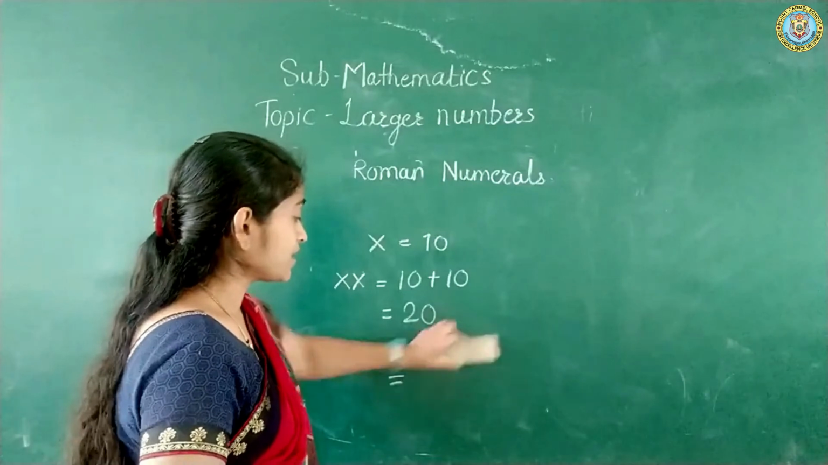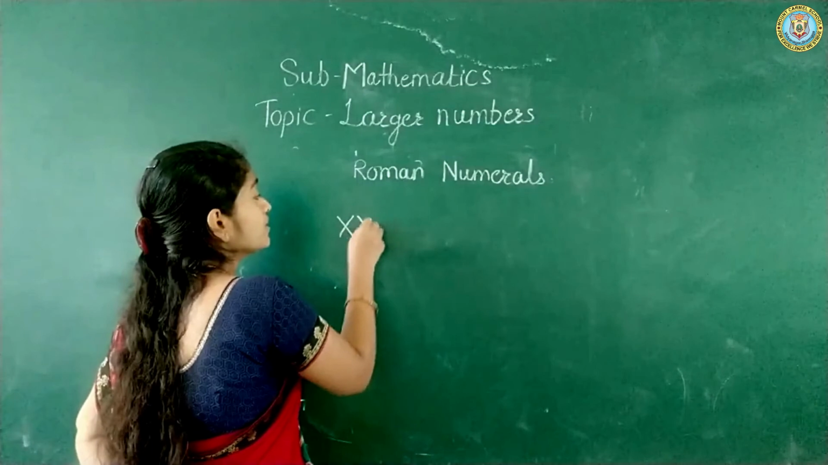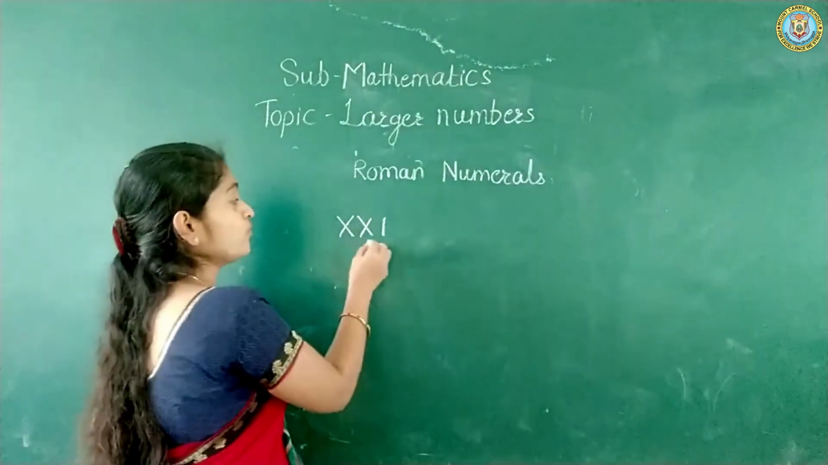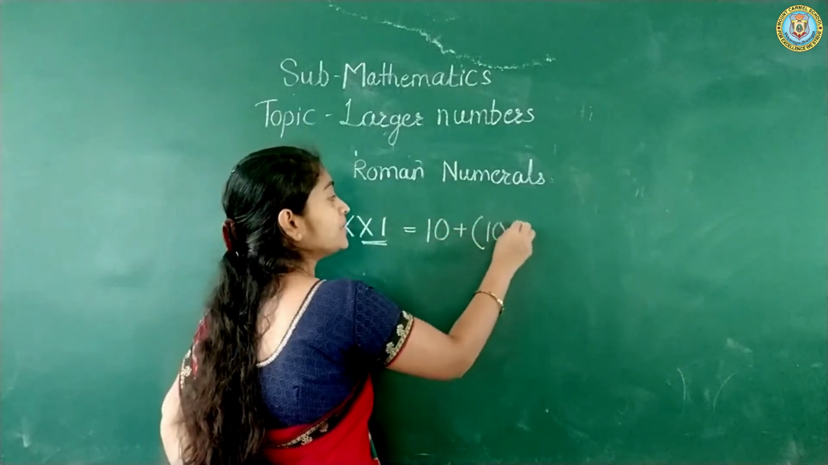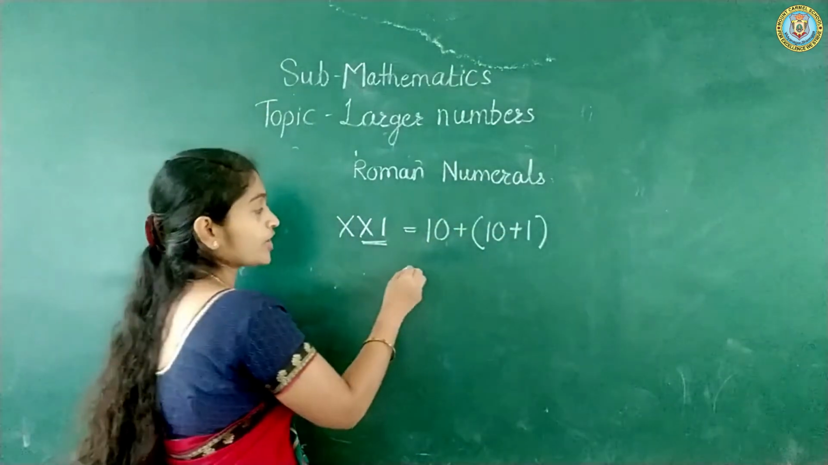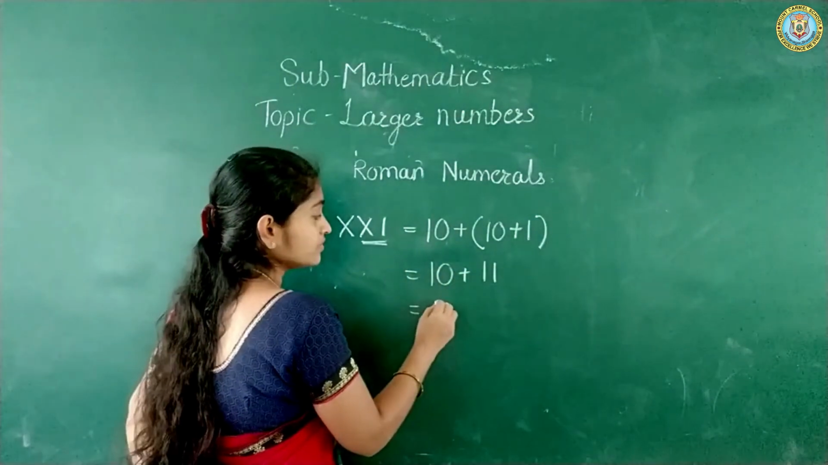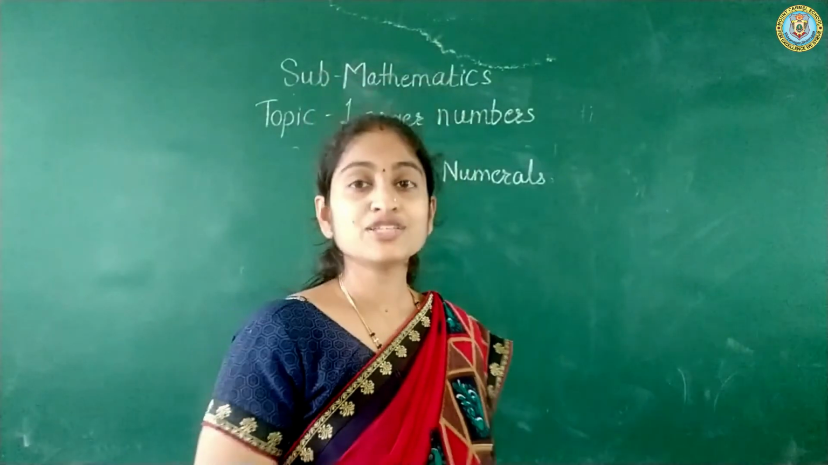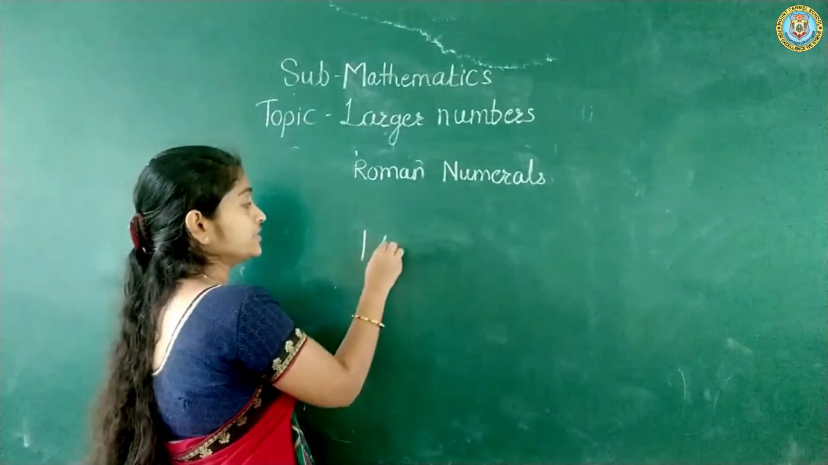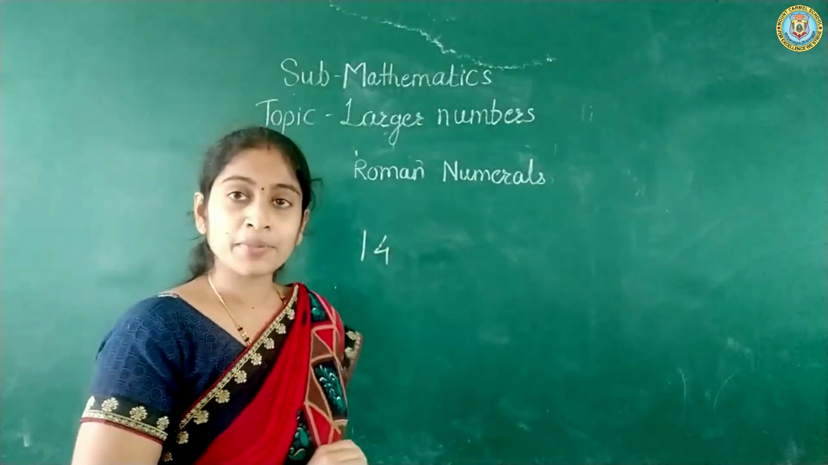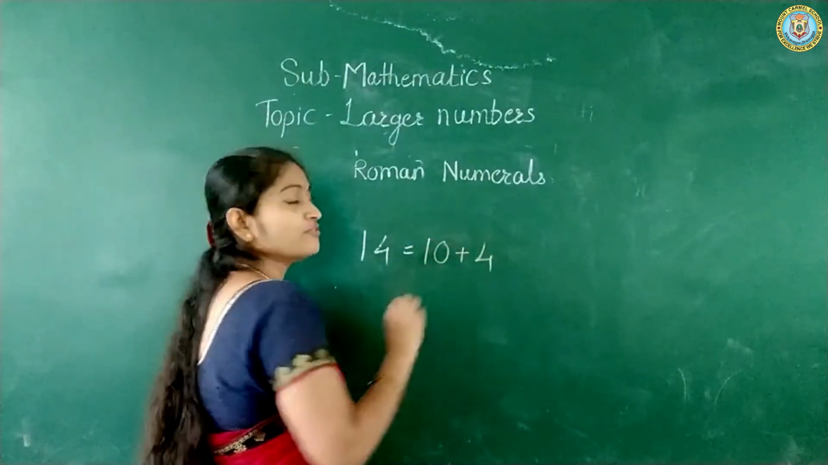Okay, if I comes after X, what will happen? See, this is there. Now for this, we have to add, like 10 plus 1. How much will it be? 10 plus 11. That is 21. Now my dear students, let us solve some examples. If we have a number 40, how can we write it in Roman numerals? We have to divide this number like 10 plus 4.